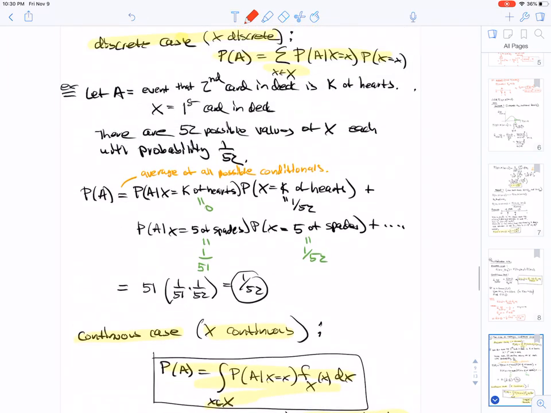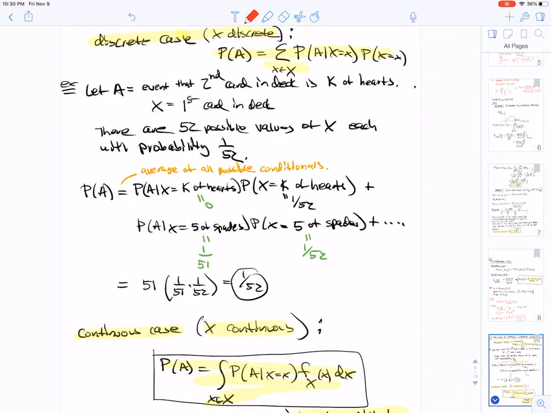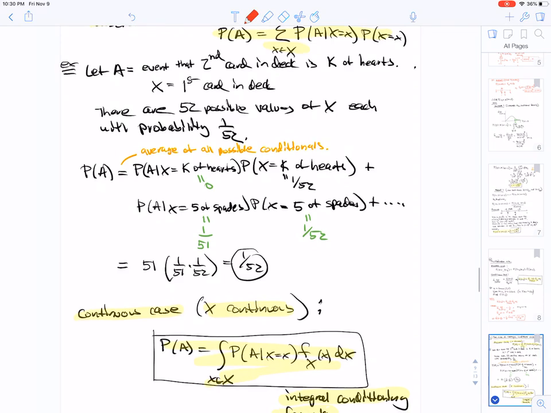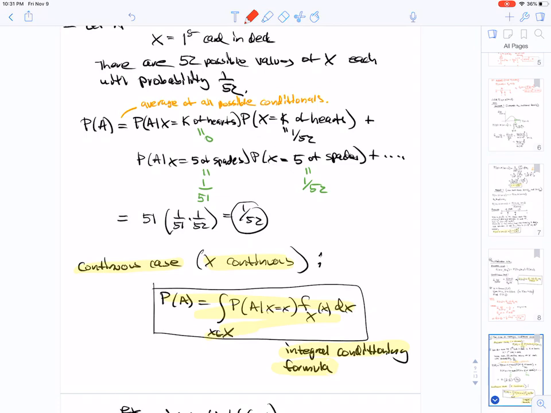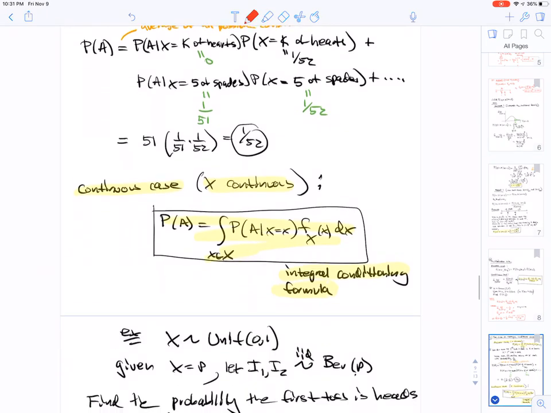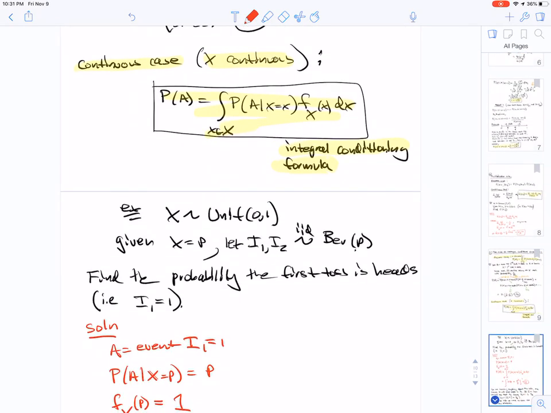In the continuous case, the formula is the analog. Instead of a sum, we have an integral. Instead of the probability that x is x, we have the probability that x is in dx, which is just f_x(x) dx. That's called the integral conditioning formula. And you can get some interesting results using this.